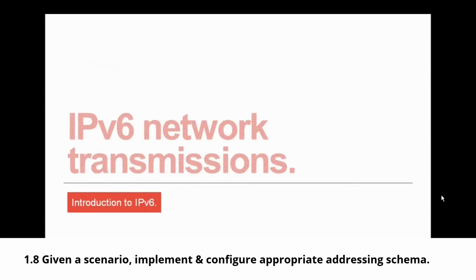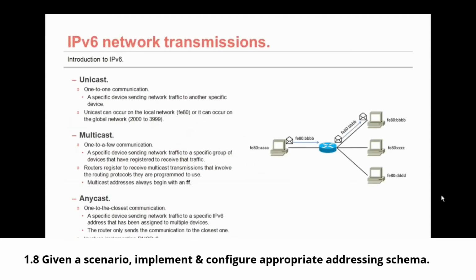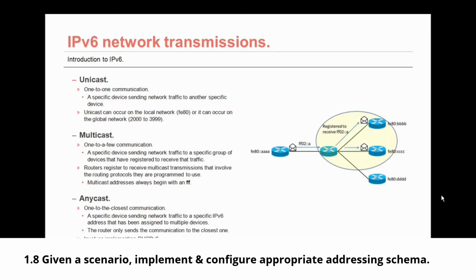Now let's move on to types of IPv6 network transmissions. And we begin with the unicast. Unicast is one-to-one communication. That is where a specific device is sending network traffic to another specific device. Unicast can occur on the local network, which remember always begins with FE80, or it can occur on the global network. Then there's multicast, which is one-to-a-few communication.